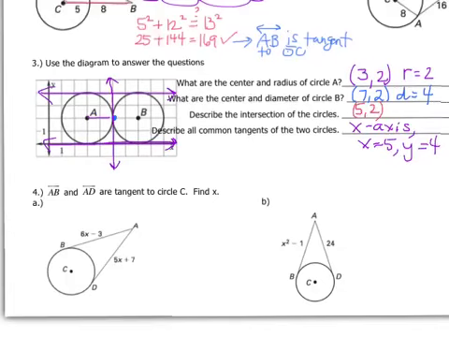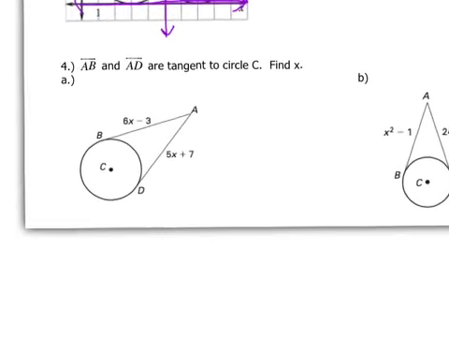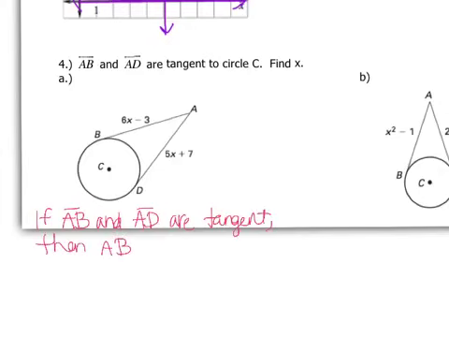All right, last thing here. It is telling us that lines AB and AD are tangent to the circle. Find the value of x. The thing that you need to know about this is that if AB and AD are tangent, which we're told they are, then their measures are equal. Then the length of AB is equal to the length of AD.